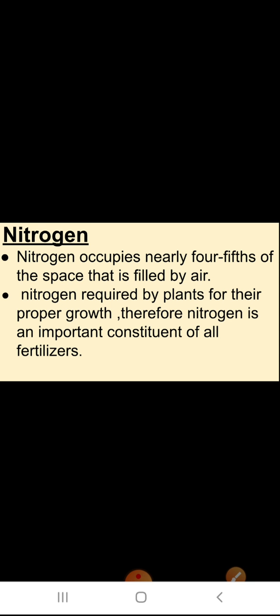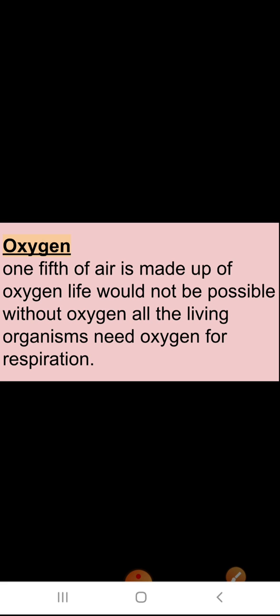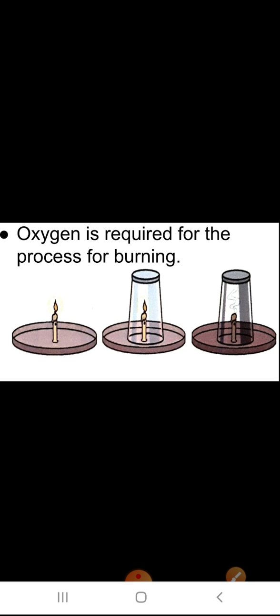About nitrogen, we have studied that it is present in 4/5 of the space, and it is very important for the growth of plants, especially crops. Oxygen is present 1/5 in the atmosphere, and you all know it is very important for plants and animals. All living organisms need oxygen for the process of respiration. Oxygen is also required for the process of burning.